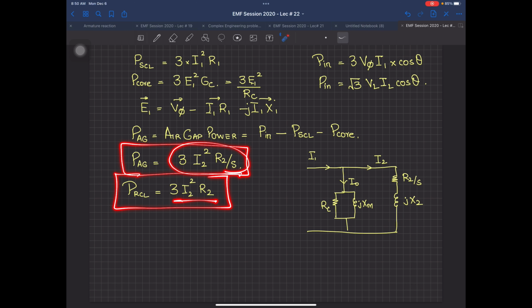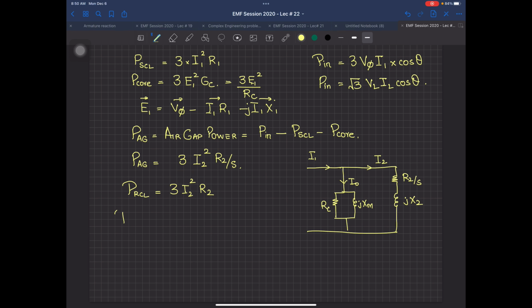This was the total input power. So this power minus this power is actually going to be the mechanical power converted. I'm again repeating, since the rotor power is this air gap power, and this value will be always larger because S is 0.04. You have a smaller value in denominator, so 3 I2 square R2 by S is going to be a very large value. But in practical, the rotor is still R2 resistance.